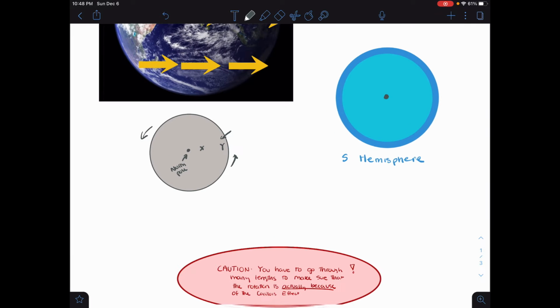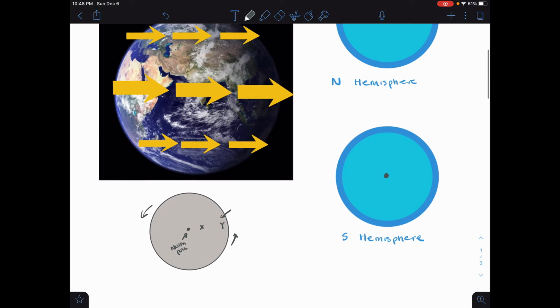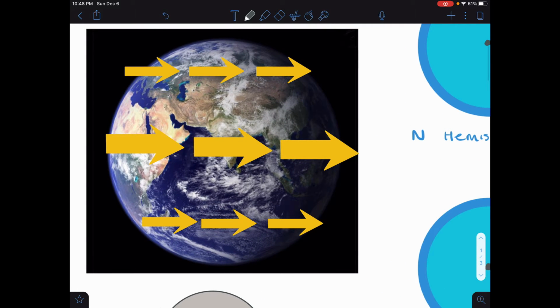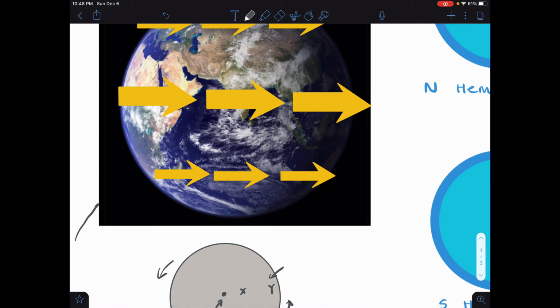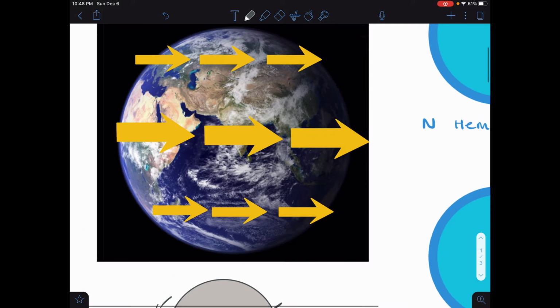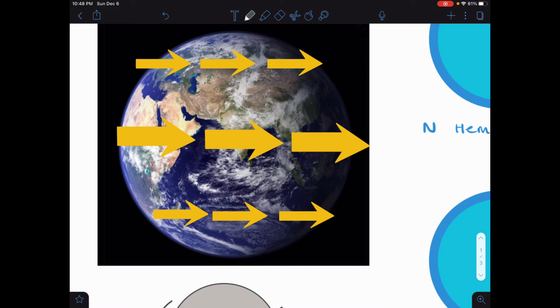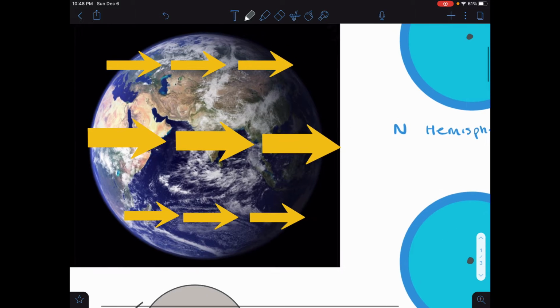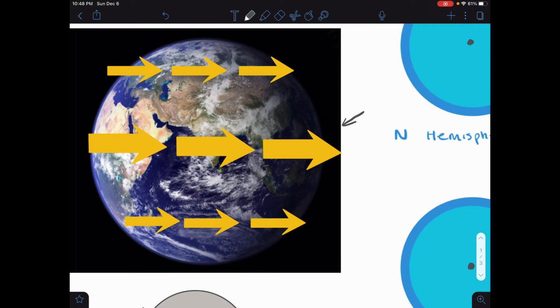So now that's the basis of the Coriolis effect. That as the Earth rotates, every point on the Earth has to rotate a different amount of distance in the same time. And so the points at the equator would move faster than the points near the poles.